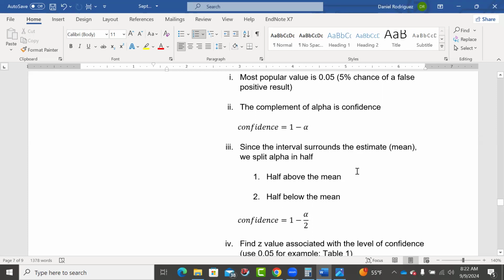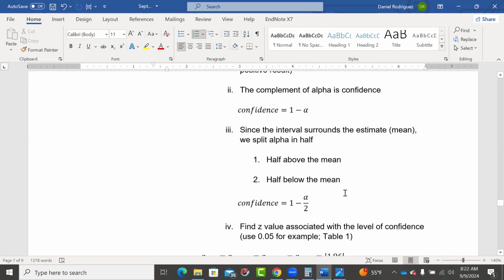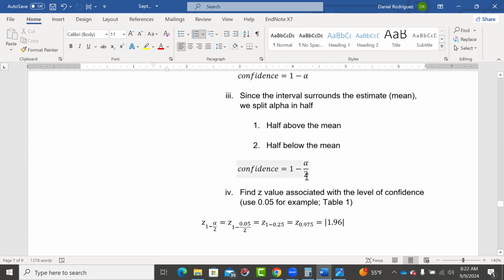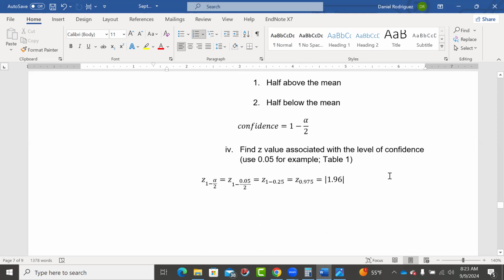Since the interval surrounds the mean, we split alpha in half. So half is above the mean and half is below the mean. So that's why we split it in half. One thing we know about the normal distribution is that it is perfectly symmetrical. And because it's perfectly symmetrical, 50% of all values are above the mean, and 50% of the values are below the mean.